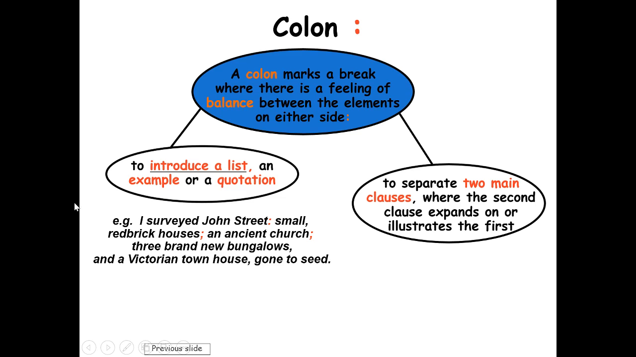Now here in this example, here's the main topic, John Street, and then the list follows below. Therefore, the colon is used right before the main topic of the sentence, John Street. To separate two main clauses where the second clause expands on or illustrates the first.